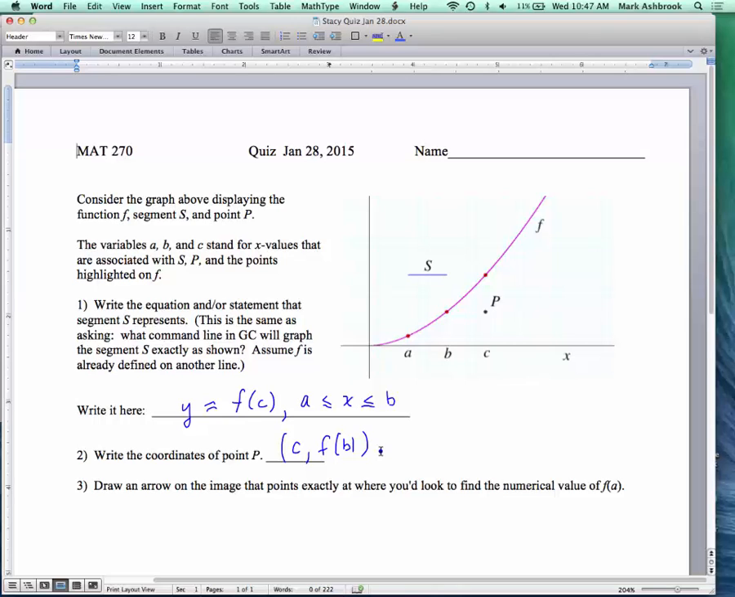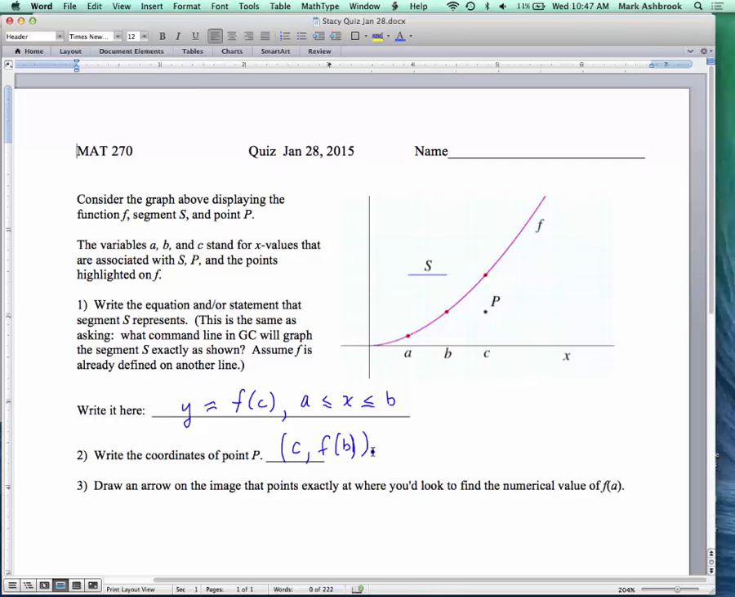Does it make sense? This is a really important skill that you have to have: using the function to create coordinates. Okay? What did you write? What's that second word? C, f of b. Is the parentheses throwing you off? Oh, okay. Good. C, f of b.